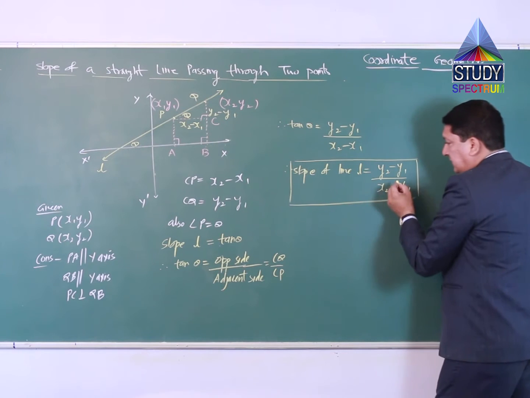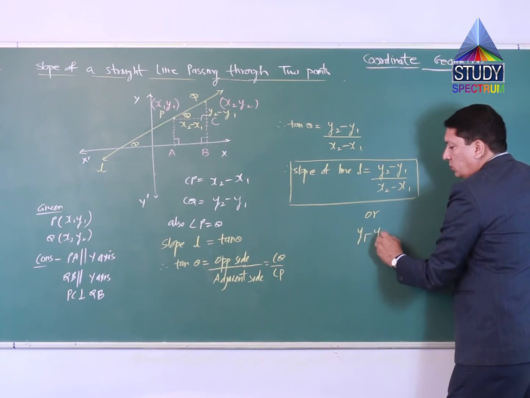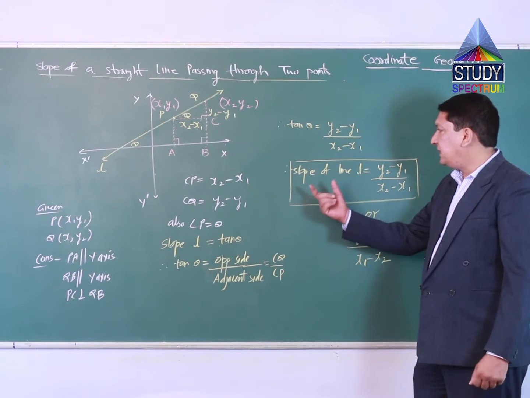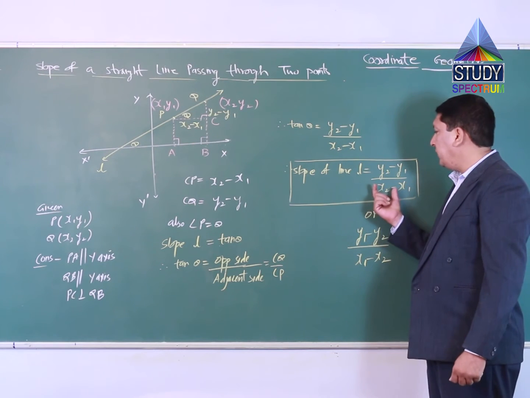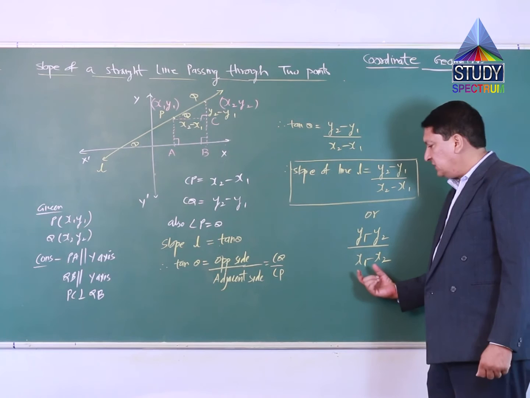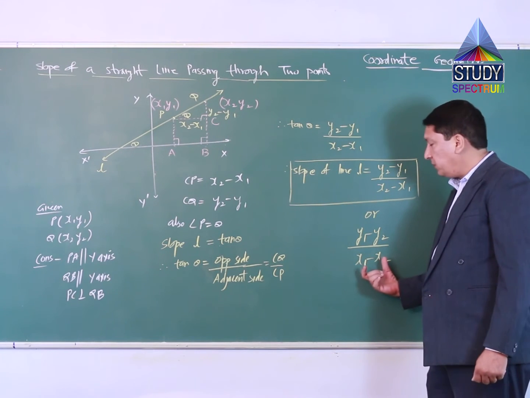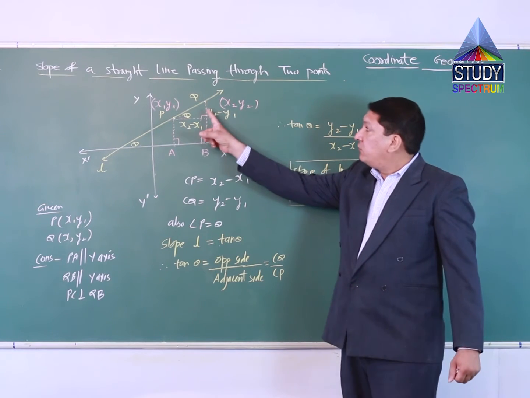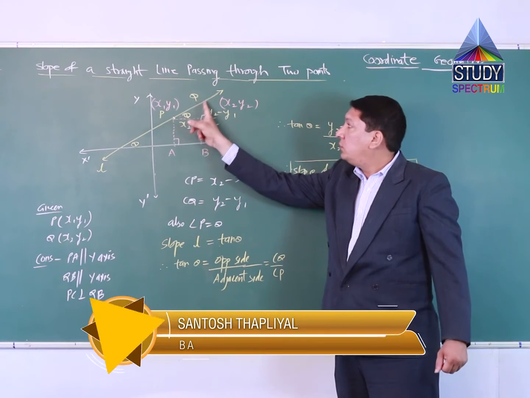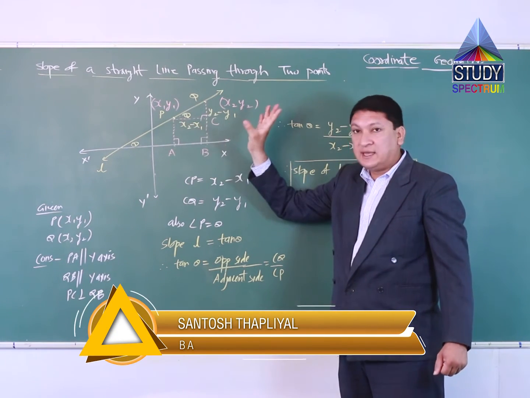You can write this as, therefore we can say that slope of line L is equal to y2 minus y1 upon x2 minus x1, or we can write this also as y1 minus y2 upon x1 minus x2. It depends. If you would have taken these coordinates as x1 y1, this as x2 y2, your answer would have been y1 minus y2 upon x1 minus x2.